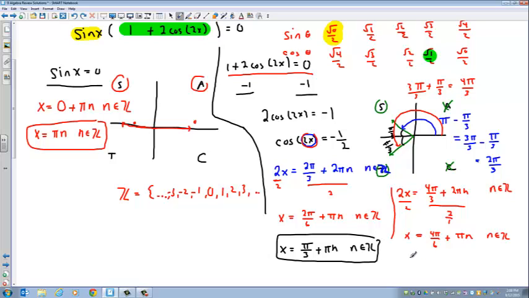And the one on the right, x equals, and then here again, the 2's will also cancel, so you get 2 pi over 3 plus pi n, and n is an integer.